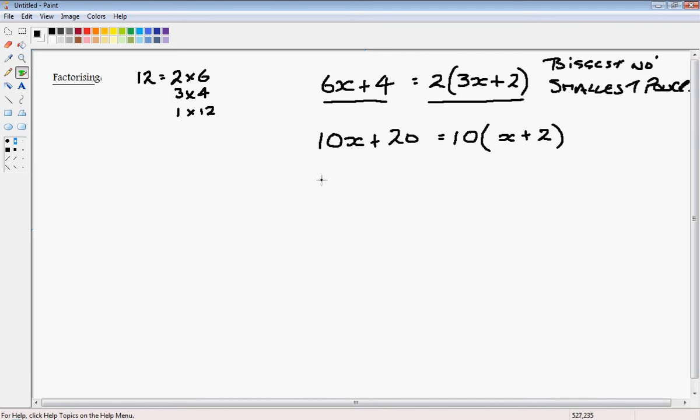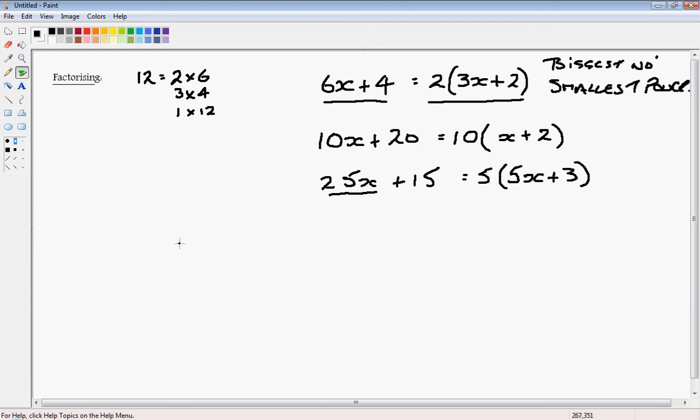Okay, so if we've got 25x plus 15, and they say factorise, then the biggest number I can see that will go into 15 and 25 is 5. So I pull that out of the bracket. So 5's into 25 goes 5. And remember, this must be x, because 5 times 5x will give me the 25x I want, plus 5 times 3 will give me 15. So I get this answer.